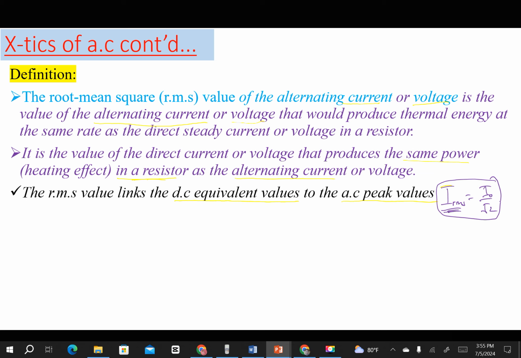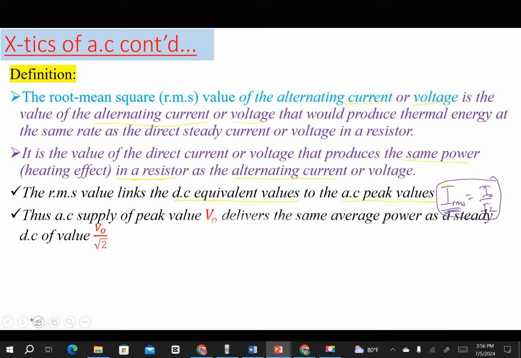If the bulb uses 2 volts DC, then for the bulb to light with AC, it will need 2 volts root mean square value. So they have the same heating effect in a resistor, just like the DC values.